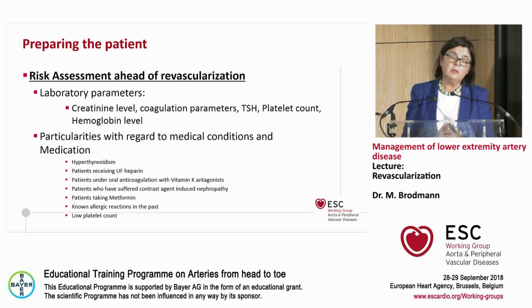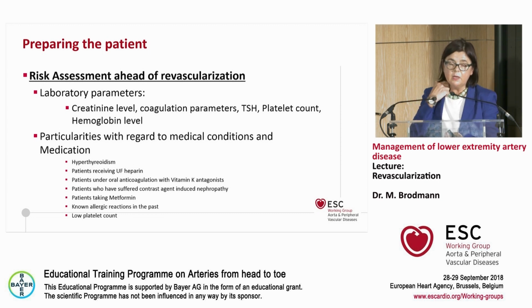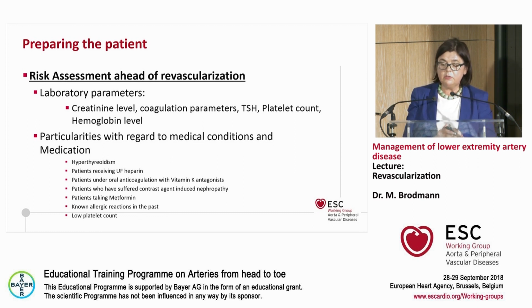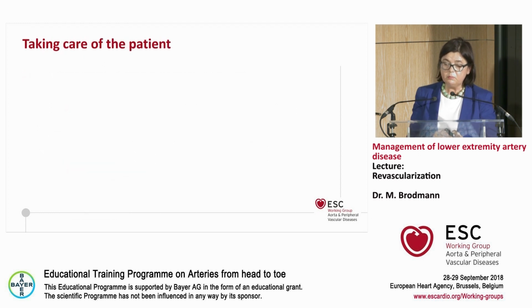And then there are some issues with co-medication and medical conditions. Mainly, if patients have diabetes, there is some discussion: you should stop some anti-diabetic drugs. Also if patients are under oral anticoagulation, or if they have already suffered contrast agent-induced nephropathy, this is something you have to take into consideration, and also known allergic reactions in the past. This is not uncommon.